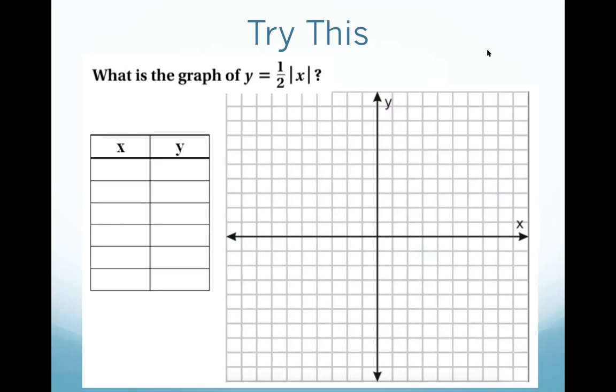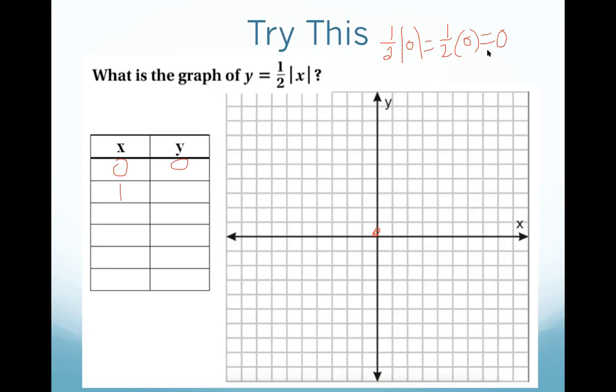Okay, so let's start by just making some points. Notice there's no addition or subtraction at all. That tells me that my vertex is going to be at 0. I always want to start with the number that makes my parent function 0. So what makes absolute value of x 0 is 0. So let's start at 0. 1/2 times the absolute value of 0 is 1/2 times 0. Anything times 0 is 0. So 0, 0.